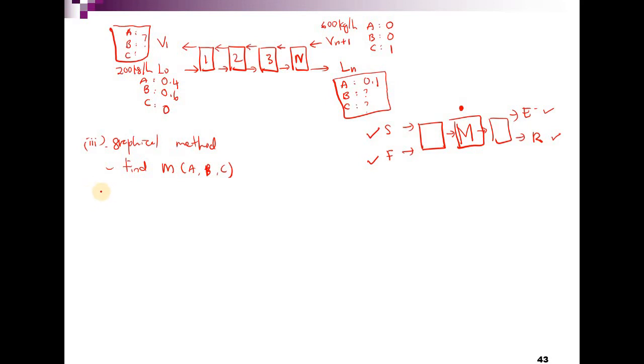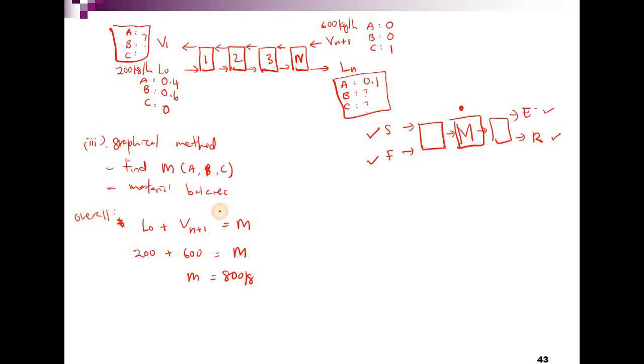So how to find M? You should use the material balance. For M, we start with the overall material balance first. L0 plus Vn+1 is equal to M. L0 is 200 plus Vn+1 is 600, and it will become M, which is 800. So this is the overall balance.